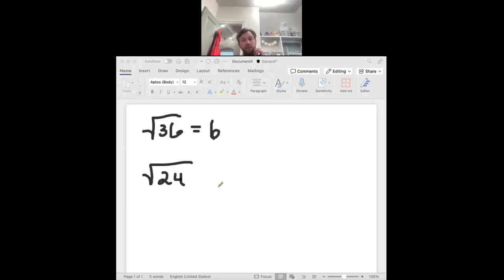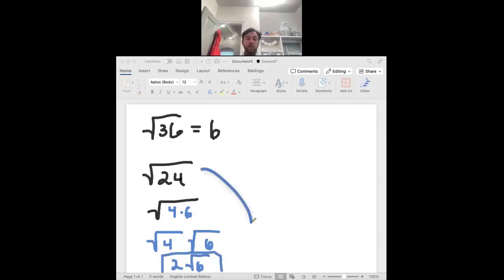Any takers? Remember, the process is, if it doesn't have a perfect square factor, we look to see if there is a perfect square factor, and there is in this one. We would say this becomes 4 times 6. You give them each their own square root, and then you simplify the perfect square, the square root of 4, and just bring down the square root of 6. So this answer here would be 2 square root of 6. Questions on that?